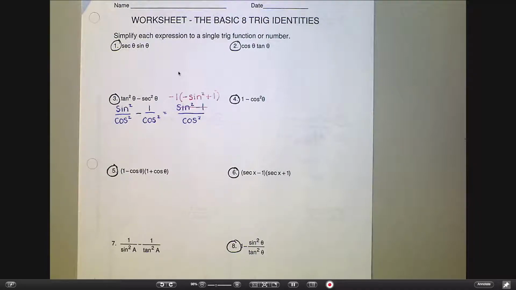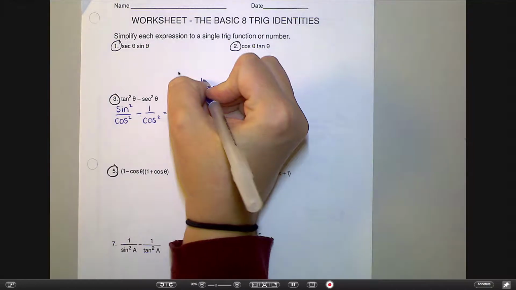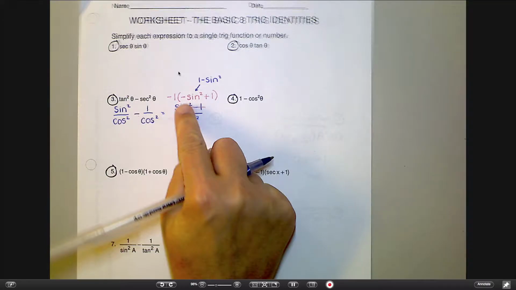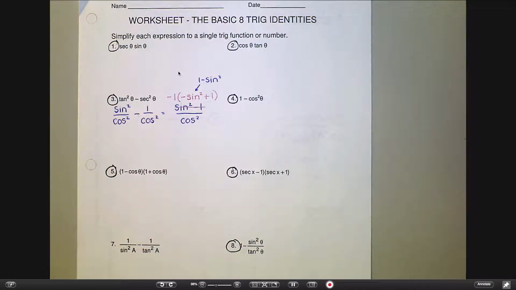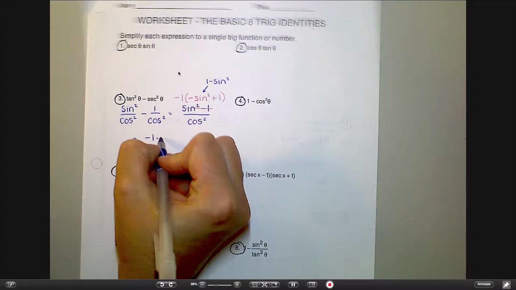And then that negative sine squared plus 1, couldn't I rewrite that as 1 minus sine squared? Does that make sense? So this is really 1 minus sine squared now. Okay, because positive 1, negative sine squared. And what do we know 1 minus sine squared is really equal to? Cosine squared.